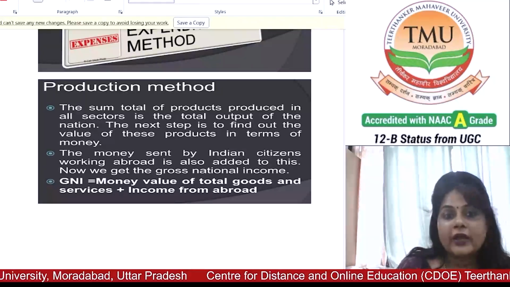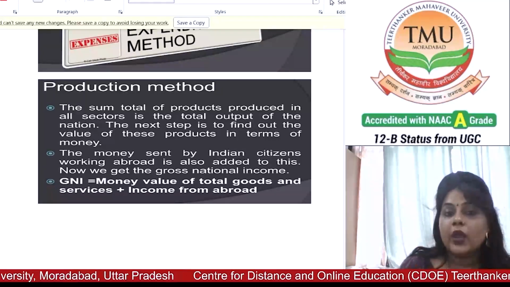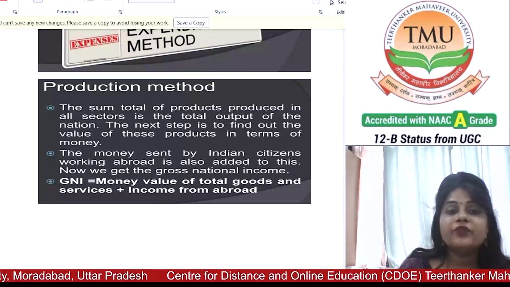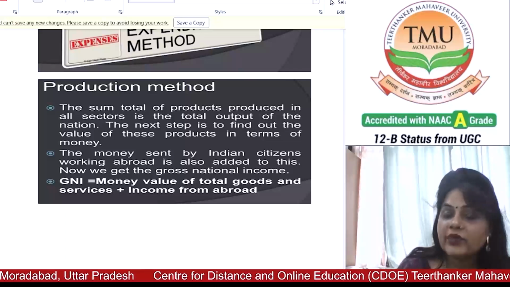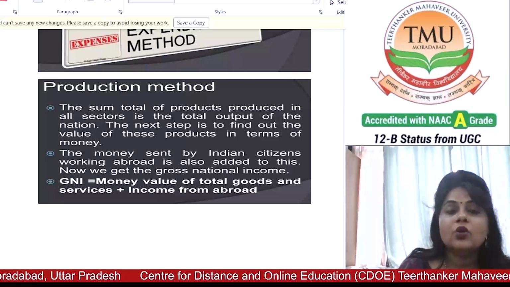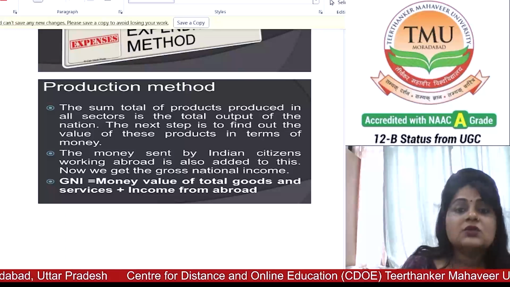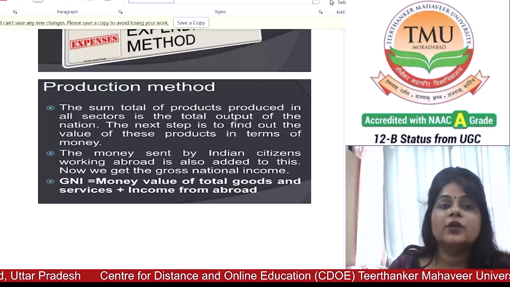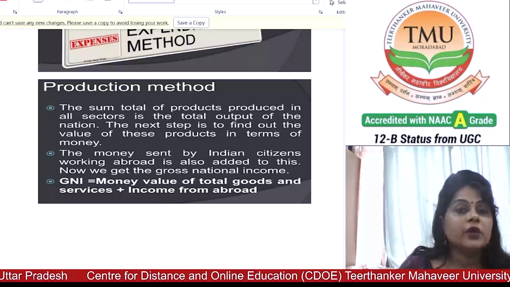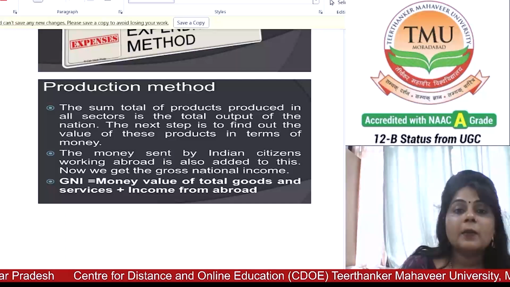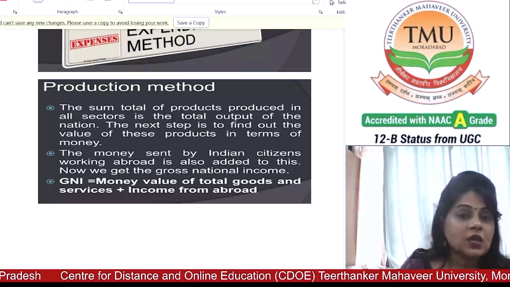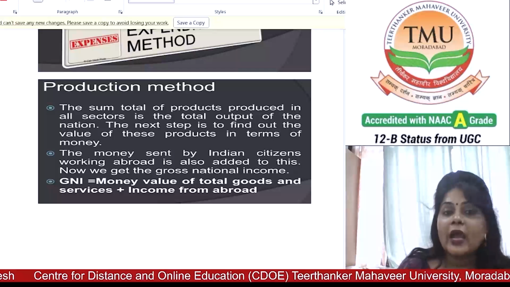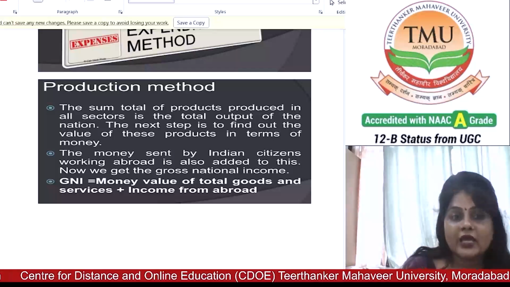will be taken. So to avoid double counting, the final output method says that only the value of the final goods should be added in the determination of national income. As in the above example, only the value of biscuits, 700, at which these are sold to the final consumer, will be taken during the calculation of national income. With it, the value added method says the sum of value added at each stage of production of final goods should be added in the determination of national income.